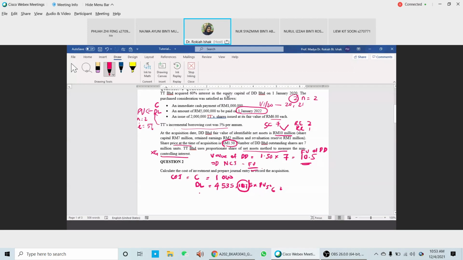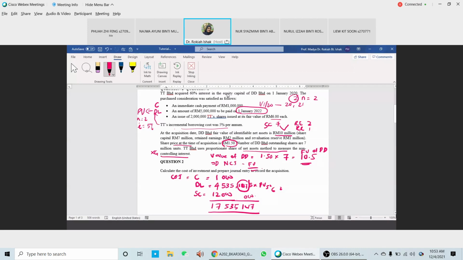The other one is 12 million, the shares issued. So altogether, you're going to have 17,535. I'm also using 147, so we're going to have two different answers. If you refer to the tables, then you're going to have zeros here. I'm using this figure. So this is what you have to calculate for the cost of investment.